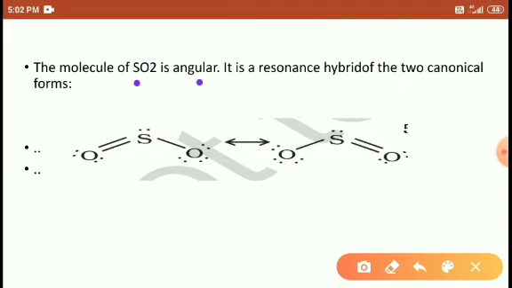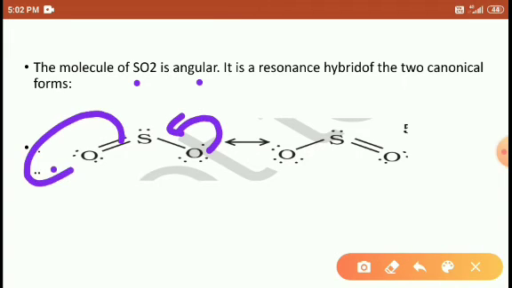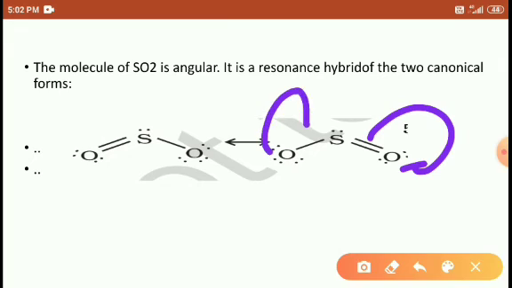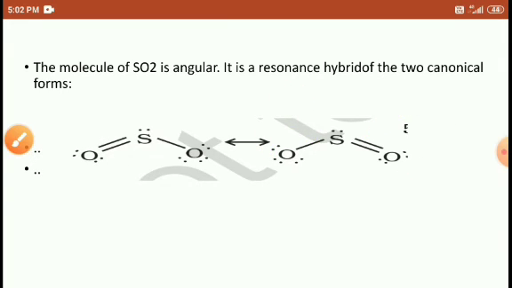The molecule of SO2 is angular. It is a resonance hybrid. The pair of electrons is shifted here, like this. Double bonds are formed here. Or the pair of electrons is shifted here, and like this another structure will be formed. This is a resonance hybrid.